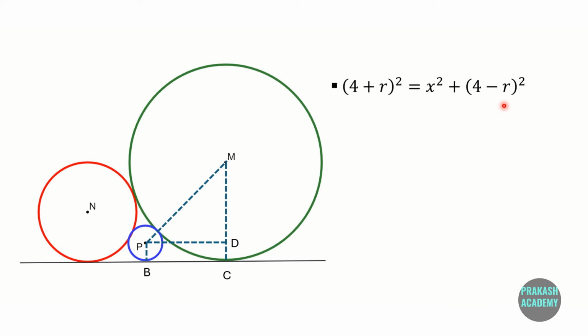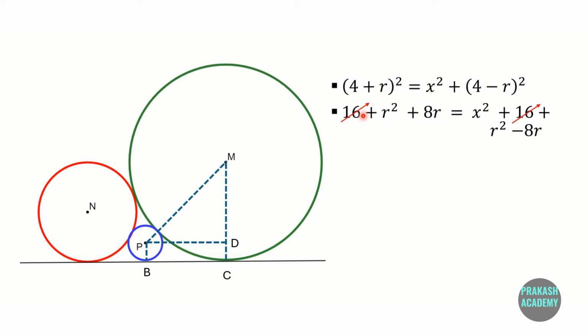And this is (a − b) whole square, that is a square plus b square minus 2ab. So if I use this formula, I can write a square, that is 4 square is 16, plus r square plus 2ab. So 2 times 4 is 8 times r, that is 8r. This is x square, and this is 4 square plus r square minus 2ab. So 4 into 2, 8. This is minus 8r.